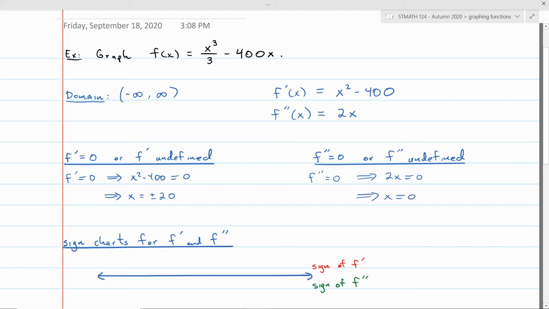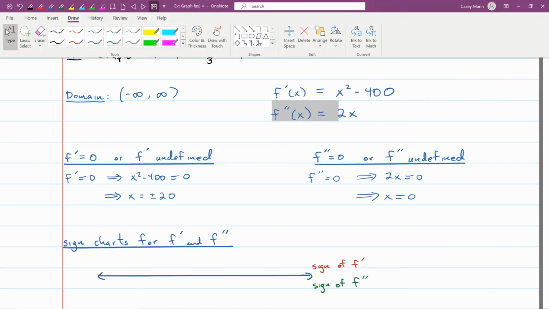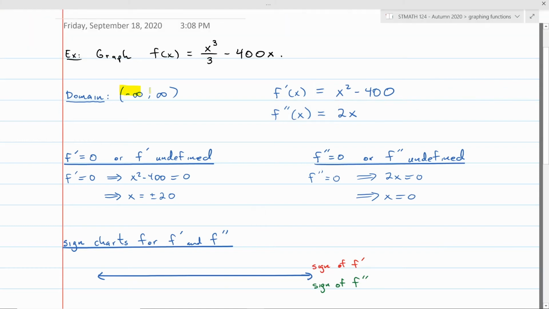All right, so already we're quickly gaining some information about this. We've got the domain of the function here. We know we've got to graph this thing over the whole real number line.